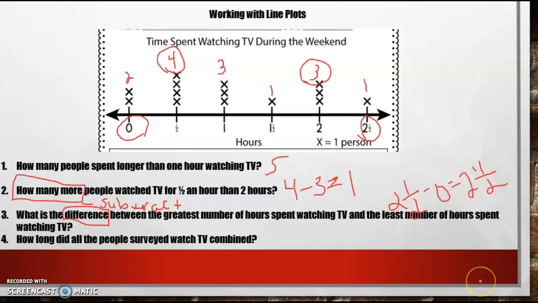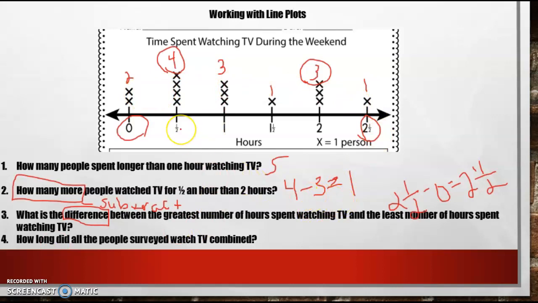There you go. All right. We're on question number 4. How long did all the people surveyed watch TV combined? Now, you're going to have to add up all the hours the people watched combined.